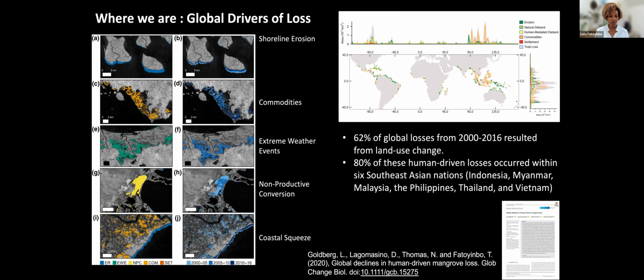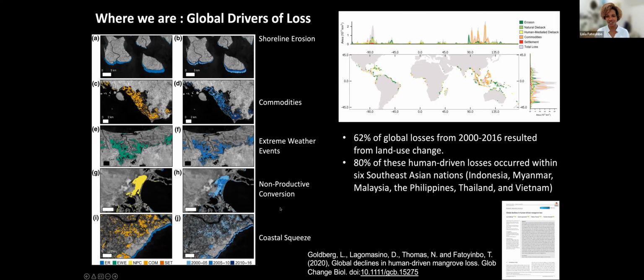And then we've noticed that there are also many extreme weather events like hurricanes and cyclones, typhoons that have been impacting mangroves. There's non-productive conversion. So this is essentially what we're calling if you're going in and you're cutting a mangrove, but it doesn't actually get converted to much. In many areas, mangroves are used for firewood and for timber and for other uses, and you just essentially go and cut them. And the area where the mangrove used to be is not necessarily converted to something else. And then of course we have areas where you may have a combination of factors. So you have coastal squeeze happening, where you have erosion happening from sea level rise, for example, on the coastal side. And then on the landward side, you have changes for commodities or other uses.